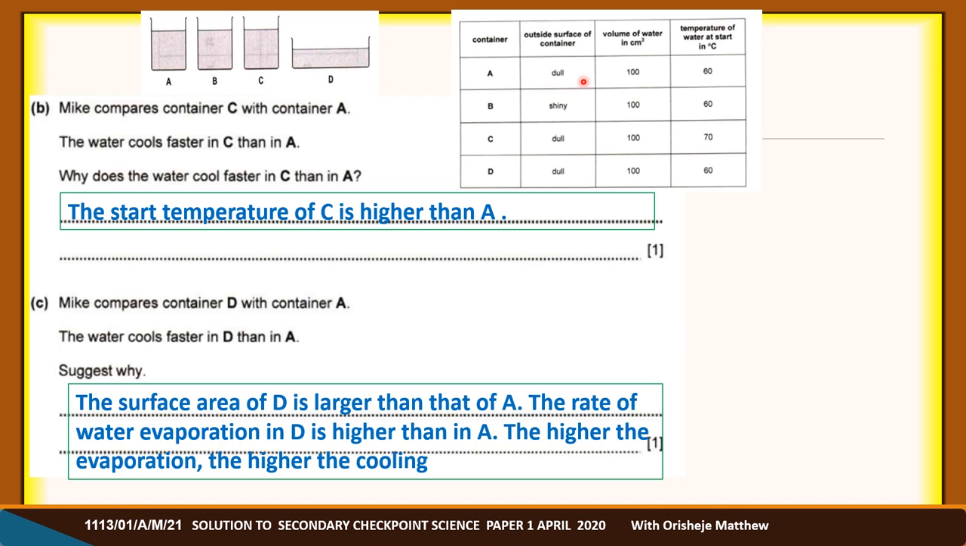Mike compares container D with container A. The water cools faster in D than in A. The surface area of D is larger than that of A. The rate of water evaporation in D is higher than that of A. The higher the evaporation, the higher the cooling.